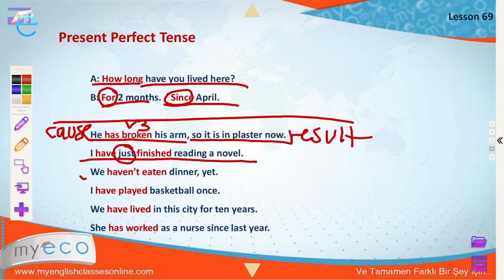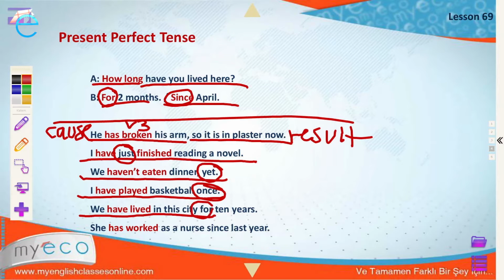And we haven't eaten dinner yet. And I have played basketball once. That's about experience. We have lived in the city for 10 years. That's how long. Also, we can say she has worked as a nurse since last year. That's also expressing how long.